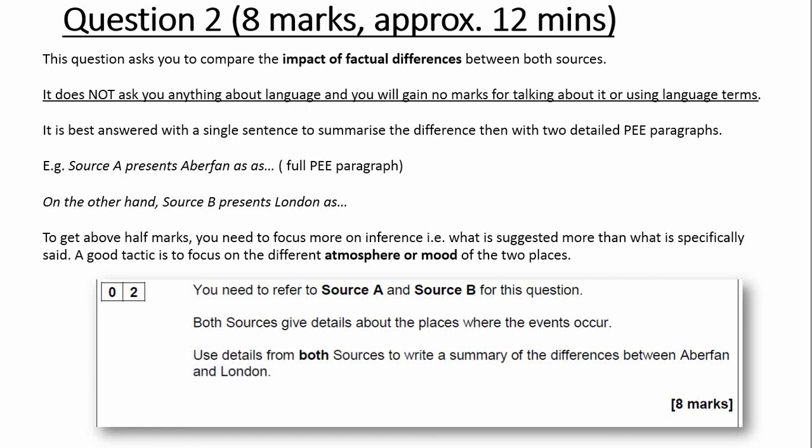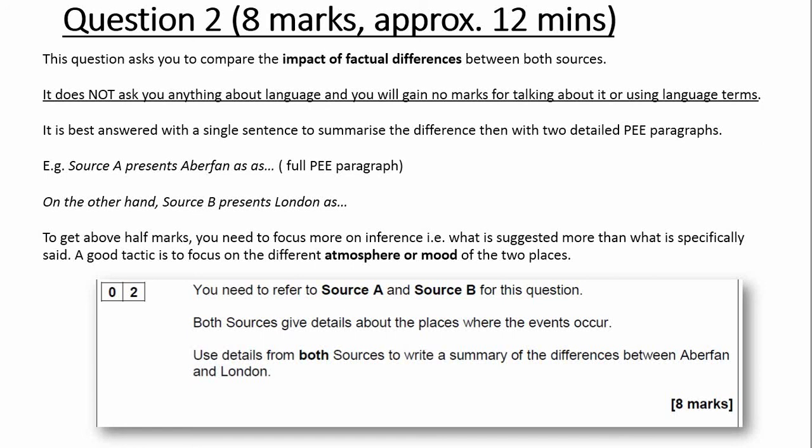Now, the important thing for this question is to get above half marks, you need to focus more on what we call inference. That is to say, what is suggested more than what is specifically said. And a good way to do that is to focus on the different atmosphere or mood of the 2 places. So instead of saying something like Aberfan is in the country, whereas London is in the city, talk about something like, Aberfan has a happy and cheerful atmosphere, which would be a lie, by the way, but you'll get the idea. And about how that is created.